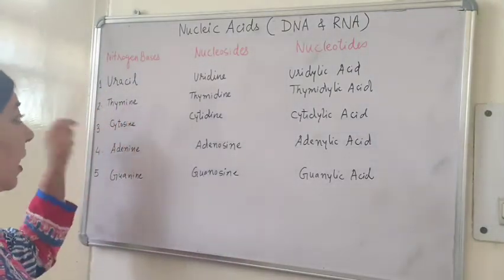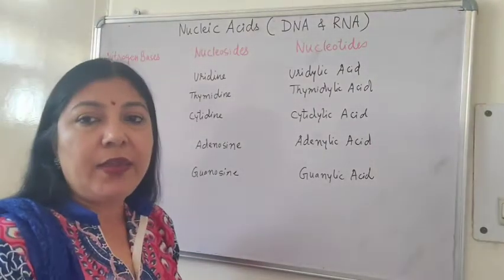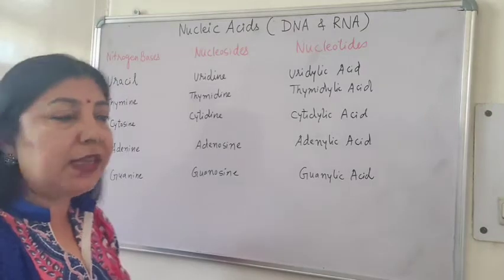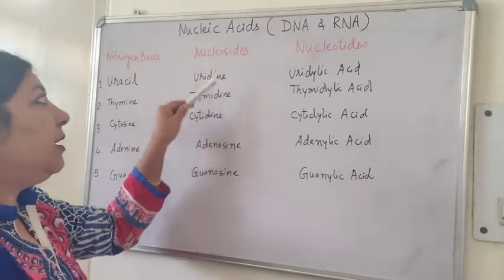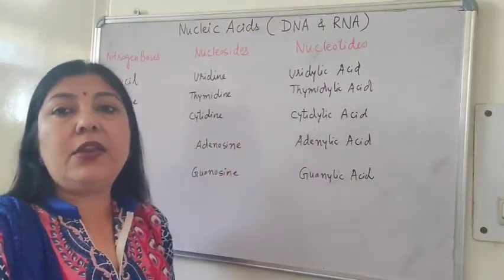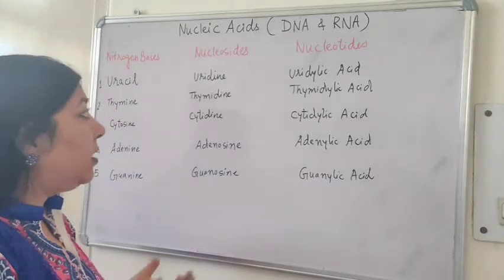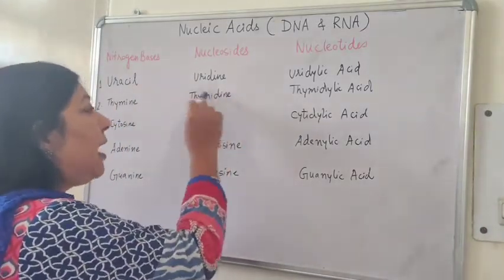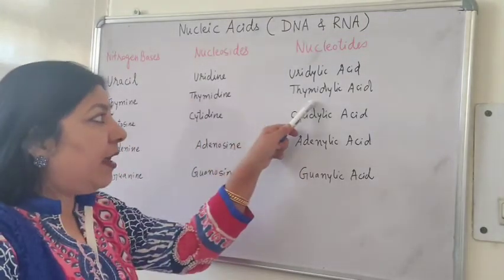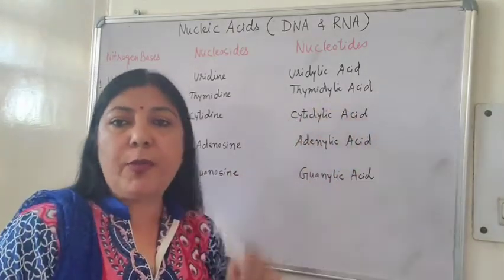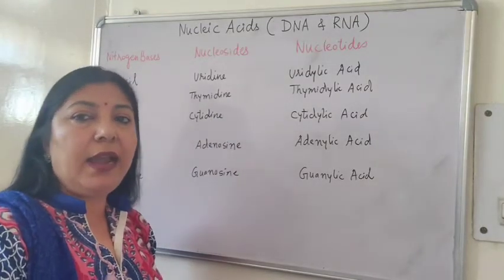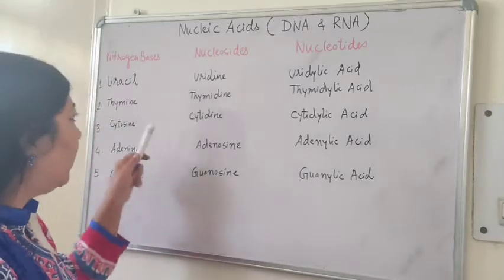Fine. Now in DNA, instead of uracil, the nitrogen base is thymine. So thymine is a nitrogen base, whereas thymidine is a nucleoside and thymidylic acid is a nucleotide. So if you are asked what is the difference between the components of thymidine and thymidylic acid, what will be your answer? In thymidylic acid, there will be a phosphate group attached, whereas in thymidine there is only the nitrogen base and the pentose sugar.